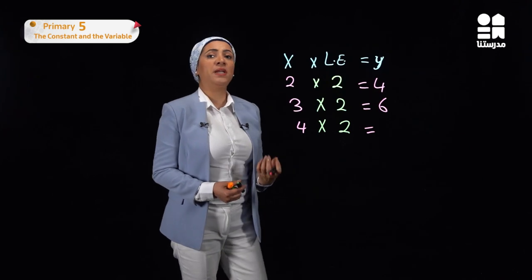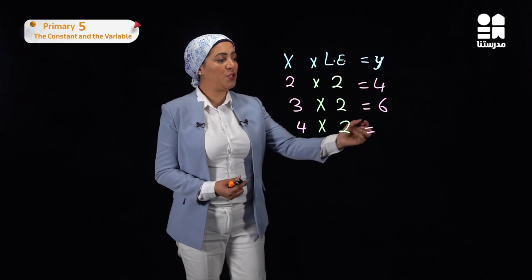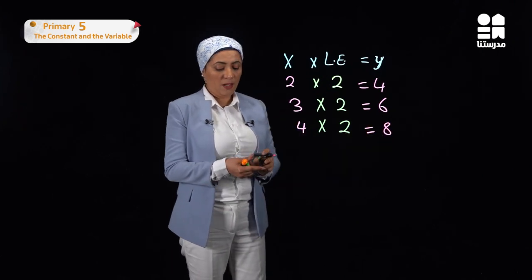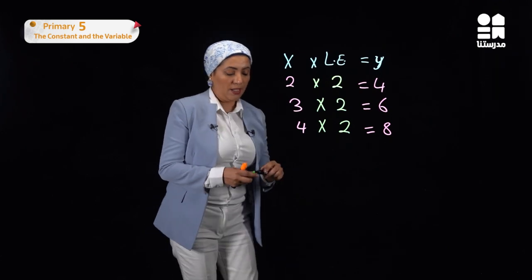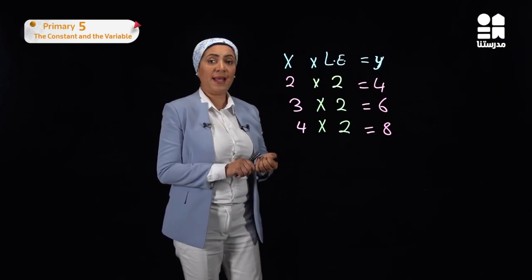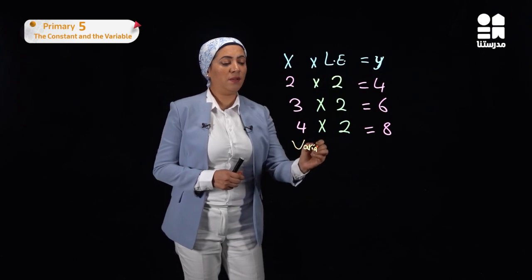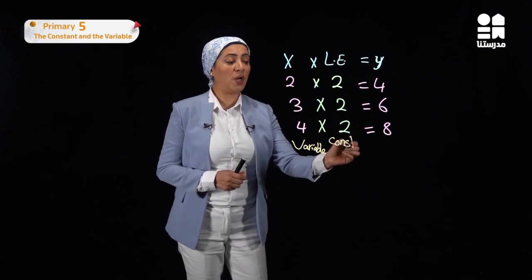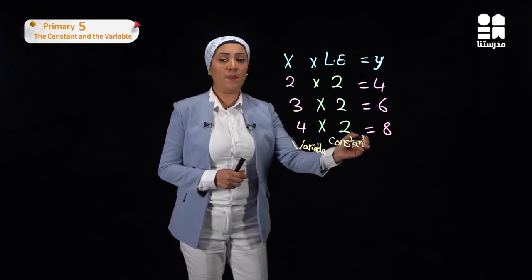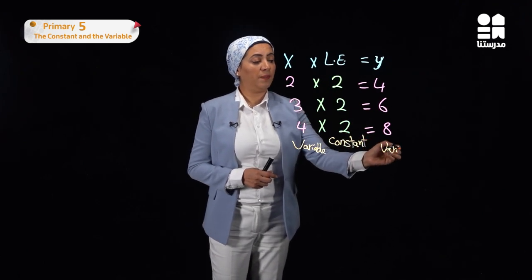Okay, how much money am I going to pay in all to buy 4 pens? 4 times 2 is 8. If we focus here again, we'll find that x is a variable, and 2 is a constant, which is the price of 1 pen, and y is a variable as well.